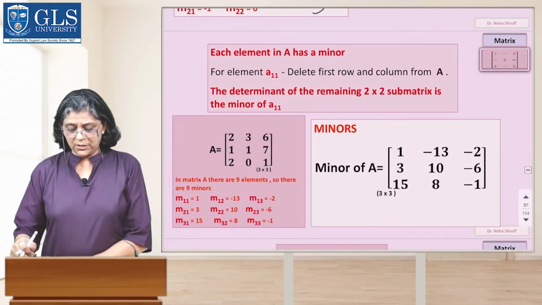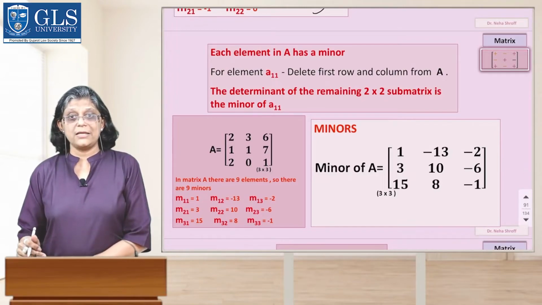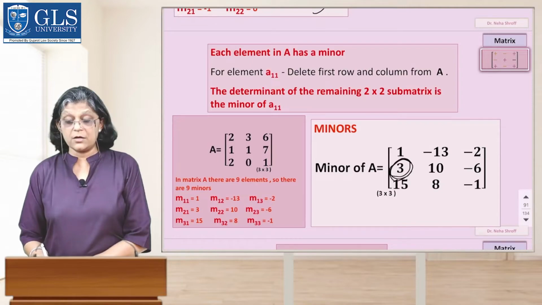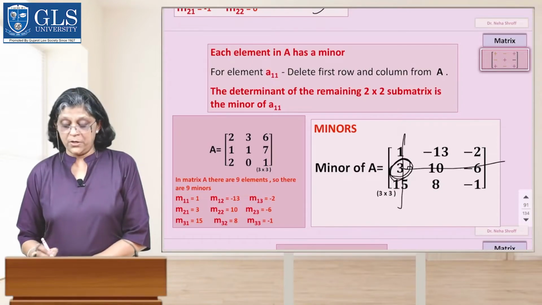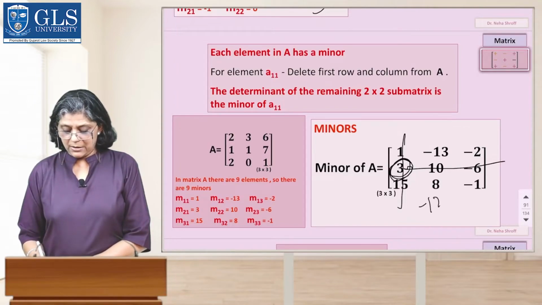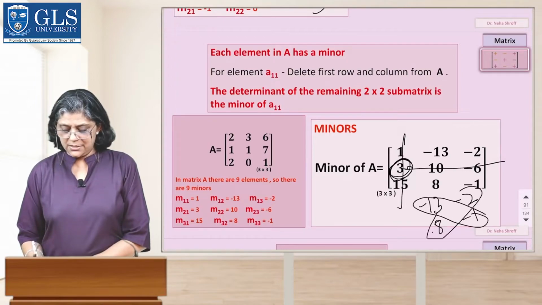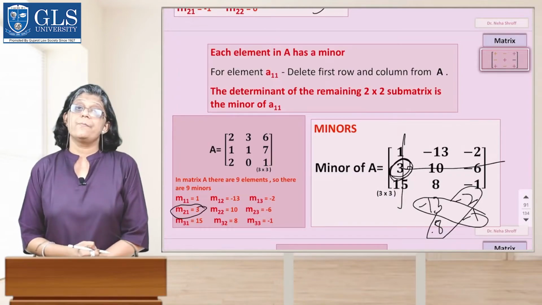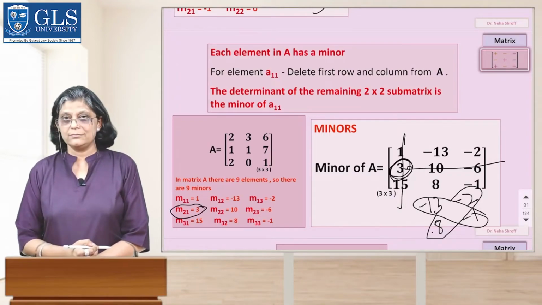Clear? This is for the 3 cross 3 matrix. I think we said this in determinants, but by chance if I want to ask you the minor of this matrix, let us try. I will delete that row, that column. So my remaining numbers are minus 13, minus 2, 8 and minus 1. Multiply this, minus this, will give me the minor of this number, that is 3. Is it understood?